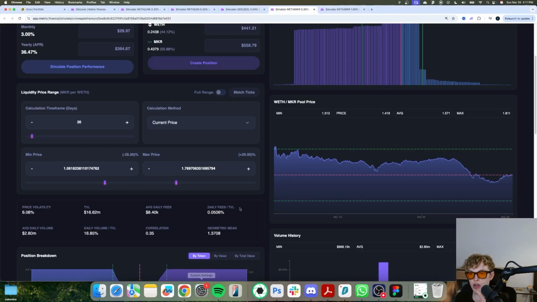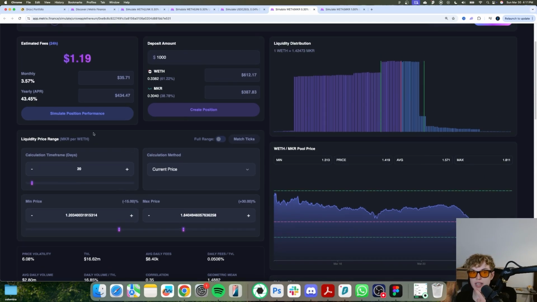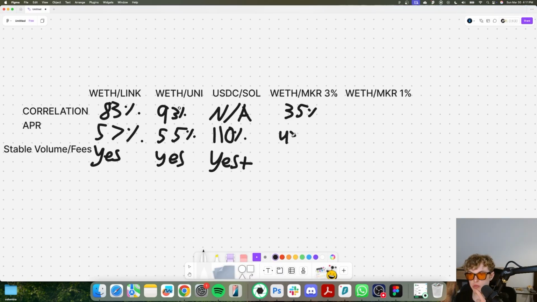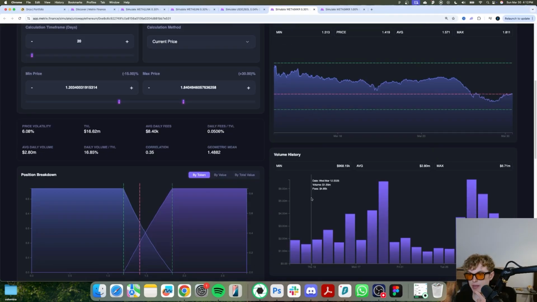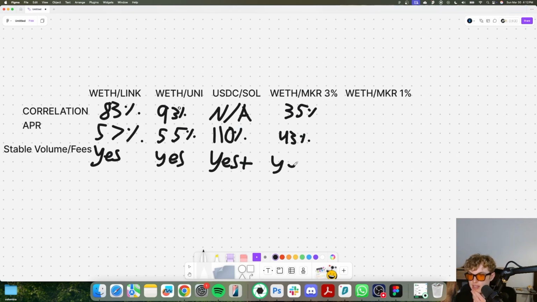And then we can go to APR and let's find our range. So I'm going to drag this up a bit. Let's go to about, with 1.2 to 1.8 range, we're looking at about 43% APR. I'll go ahead and write that in here, 43%. And then for stable volume and fees, let's see. So we're doing 5K a day, then it's going up. We're showing about 19K, then it's going down. It's pretty stable. We're having some days that have like 4 times more, 5 times more fees than others. But overall, we're not seeing any super low days. So I'll write like yes minus.